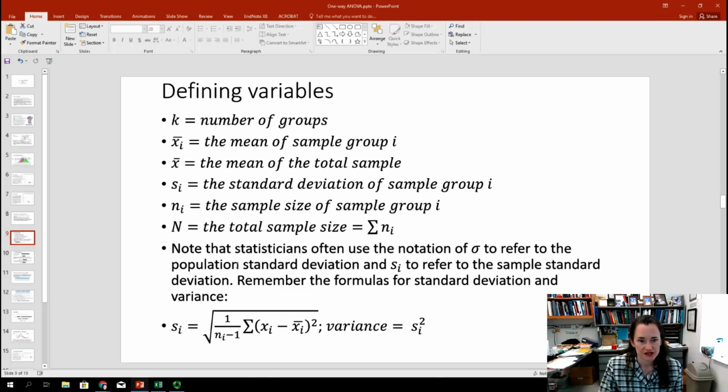Now you'll note that statisticians might use different symbols. We've been using sigma for our standard deviation symbol. They use that for the standard deviation of the population most of the time. And then they use S for the standard deviation of the group. Okay? All right.